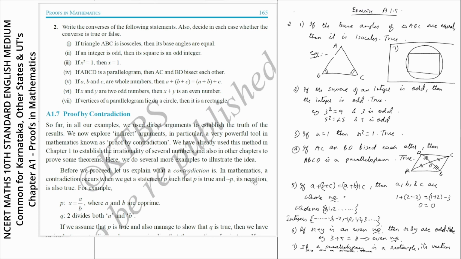Sub question 2, if an integer is odd, then its square is an odd integer. So the converse of this statement is, if the square of an integer is odd, then the integer is odd. And this statement also is true. Here you can see, 3 square is equal to 9. 9 is an odd number. Therefore 3 also is an odd number. And 5 square is equal to 25. 25 is an odd number. Therefore 5 also is an odd number. Therefore if the square of an integer is odd, then the integer is odd is a true statement.